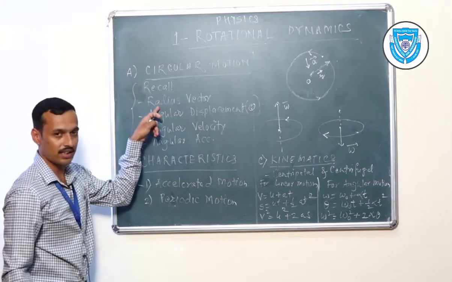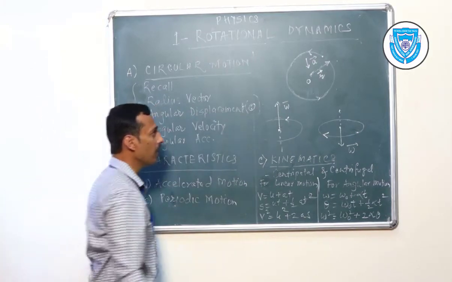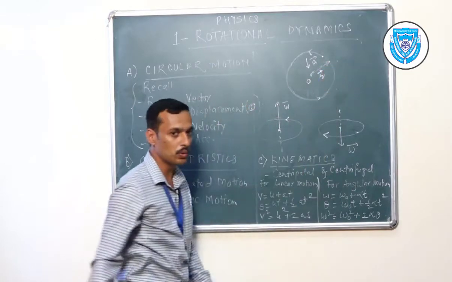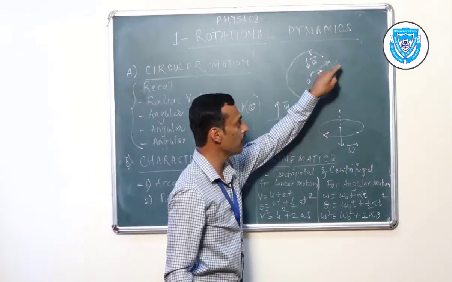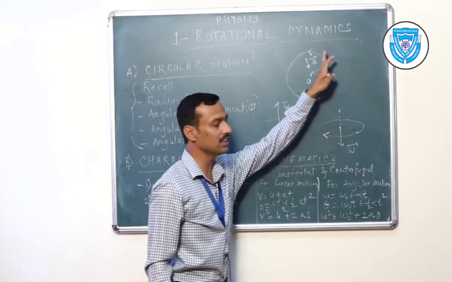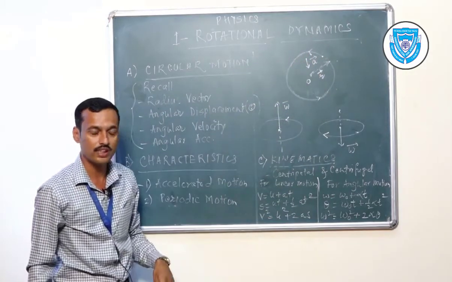What is the radius vector then? Next one. Radius vector is a vector drawn from the center of the circle to the position of the particle. Which particle? That particle which is revolving along the circumference of a circle.